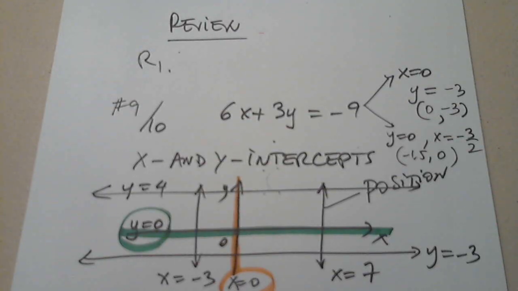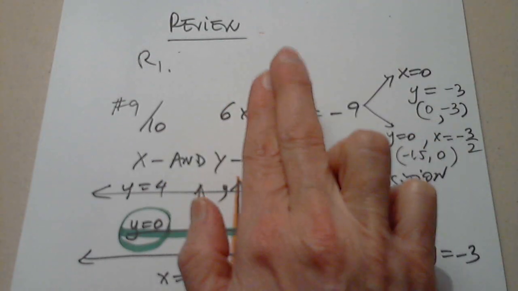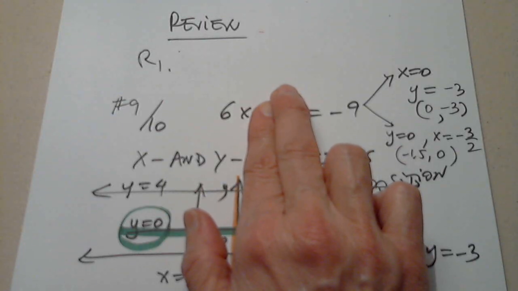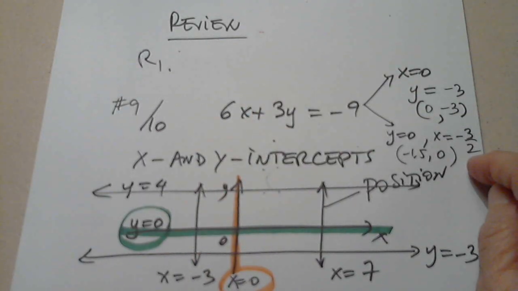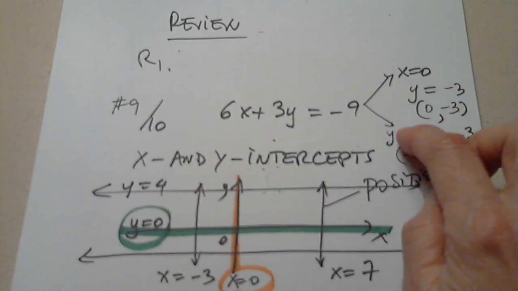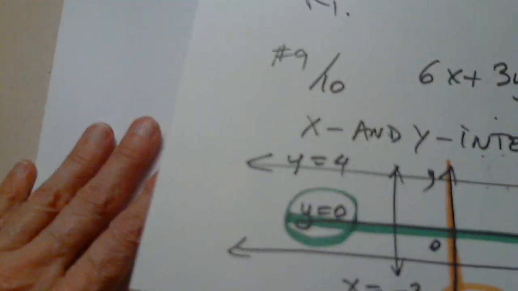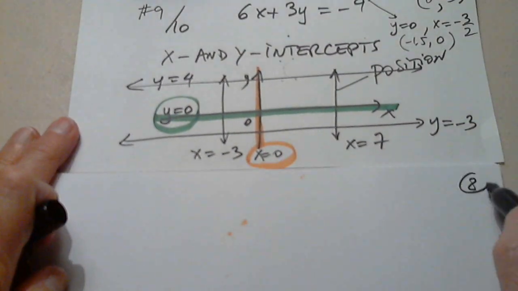So again, what did I just do? I said when x is 0, I got y equals negative 3. And I wrote the ordered pair. Then I said, okay, what happens when y is 0? Then I have 6x equals negative 9. I divide it by 3. And then I have negative 3 halves. Always x is first. Always y is the second coordinate. So I found the ordered pairs. That's all I need. And I will connect and extend the line.